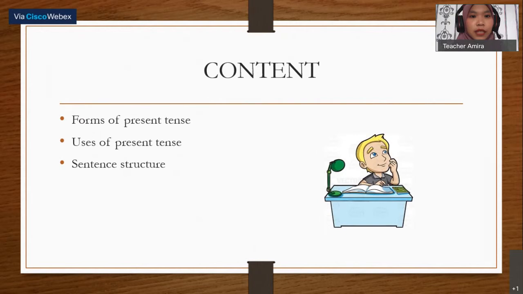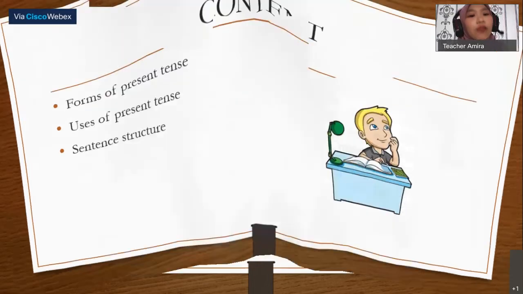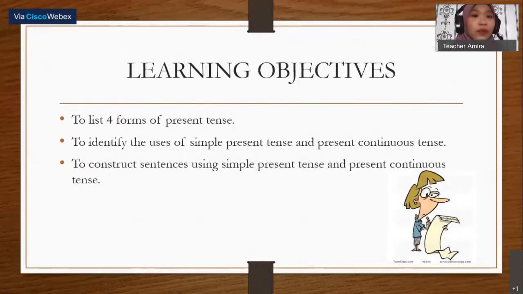Okay, the learning objectives that we're going to learn for today's lesson are, first, at least all four forms of present tense. And then also to identify the uses of simple present tense and present continuous tense. And last but not least, to construct sentences using simple present tense and present continuous tense. For the third learning objective, we're gonna try to achieve it in our exercise after I have presented to you all the information that we have about simple present tense and also present continuous tense.